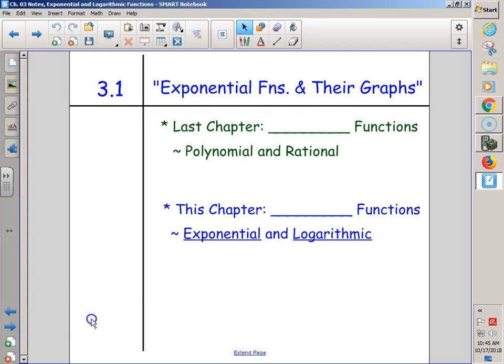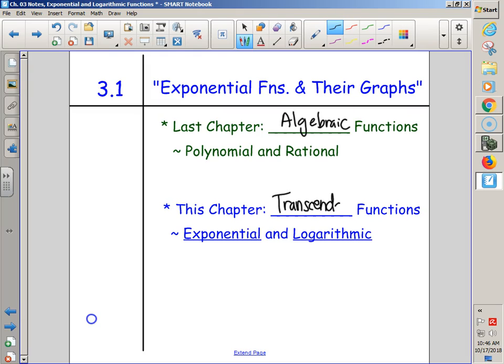Last chapter, we were talking mostly about what we could call algebraic functions, and now we're moving into transcendental. Oh, that's way too long for that blank. Transcendental. Did I get it? Transcendental. Transcend and then ending in dental.